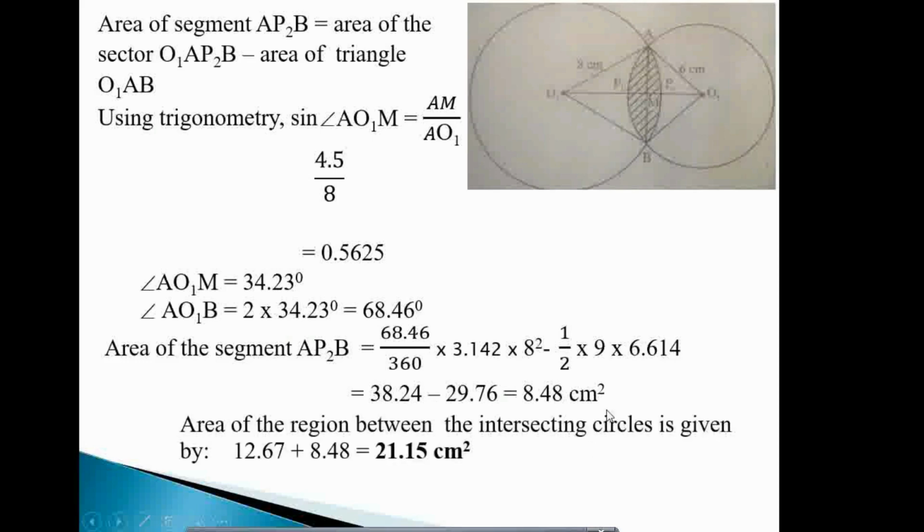So if you want to get the total area for the common region, you add the two. So you'll get 12.67 plus 8.48, which will give you 21.15 square centimeters.